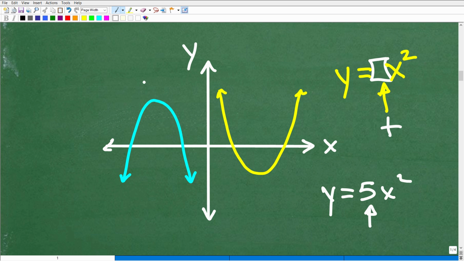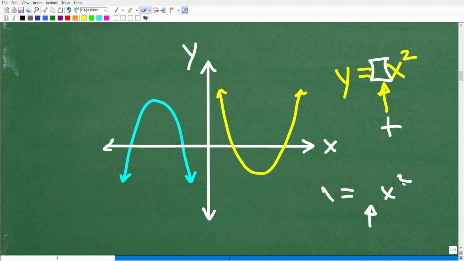Now over here we have a sad parabola. You might be guessing, does that mean that it has a negative coefficient? Yes, indeed. So something like maybe y equals negative 7x squared. If the coefficient is negative, you're going to have an upside down parabola. Okay, so real basic concepts.